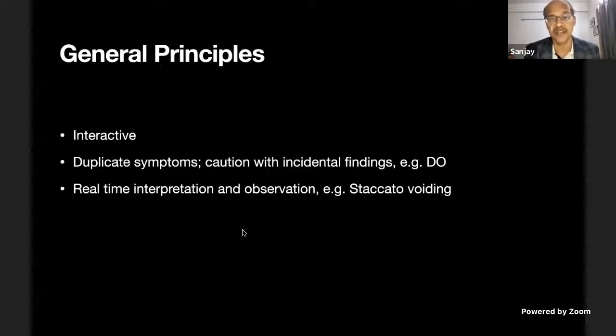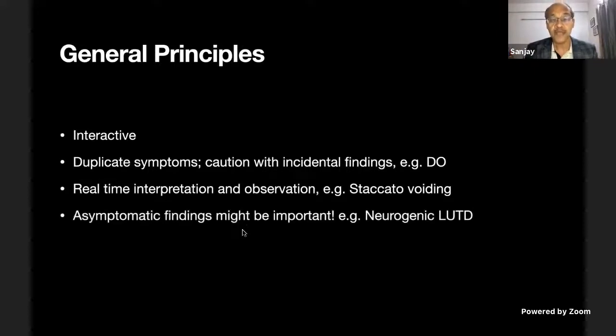For instance, if there is staccato voiding where you get a kind of intermittent flow, you need to see, was there some other reason why it happened? Is it truly dysfunctional voiding or something else? Sometimes asymptomatic findings might be crucially important, and this is very true for neurogenic lower tract dysfunction patients where storage abnormalities and so on may be very important even if they're not symptomatic.